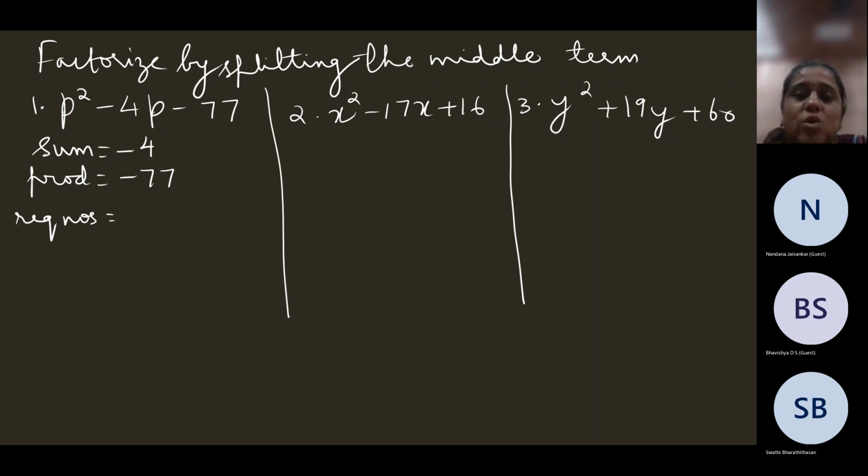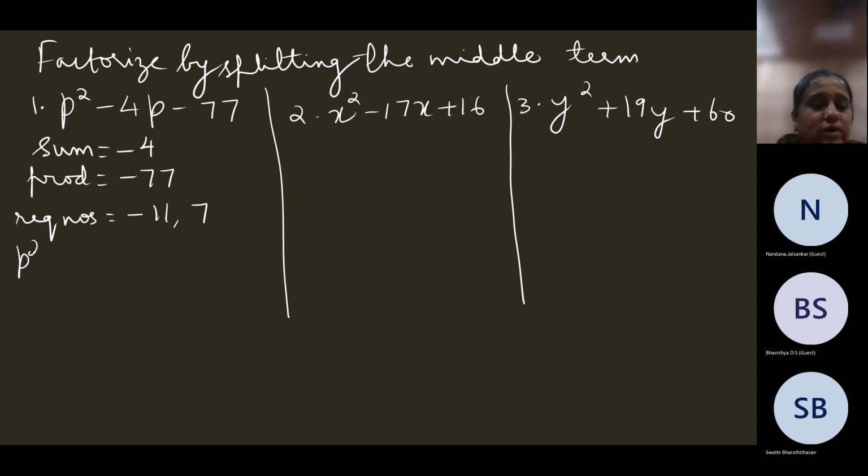So if you're not able to recall this homework, start working. Do it now in the class. What are the two numbers? Ma'am, minus 11 and plus 7. Minus 11 and plus 7. Yes, very good. Minus 11 times plus 7 is minus 77, and the sum is minus 4. Very good.